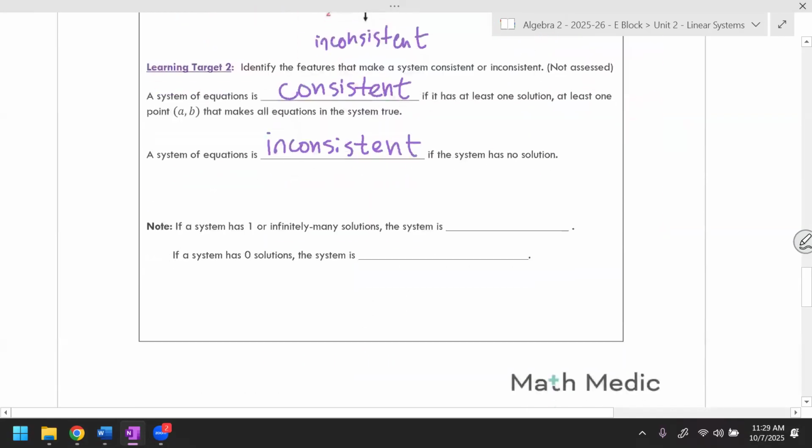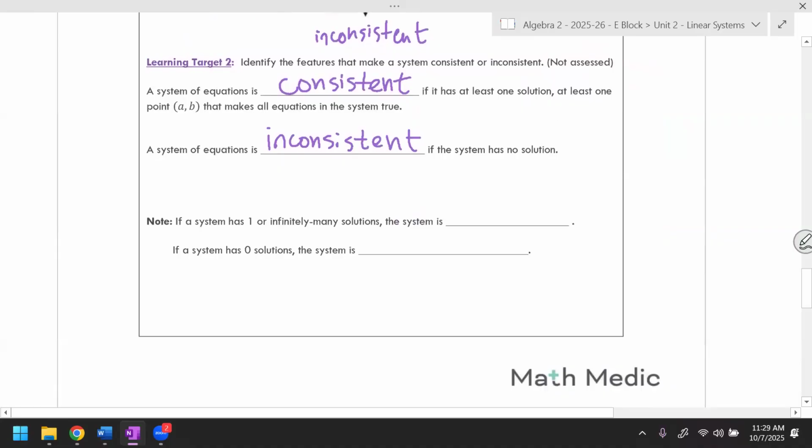Another word that sometimes gets used instead of inconsistent, and I don't really think we're going to see this very much, is degenerate. It's a total degen system. I actually don't know if there's a counterpart word for consistent, so let's not worry about it. I can't think of one off the top of my head.